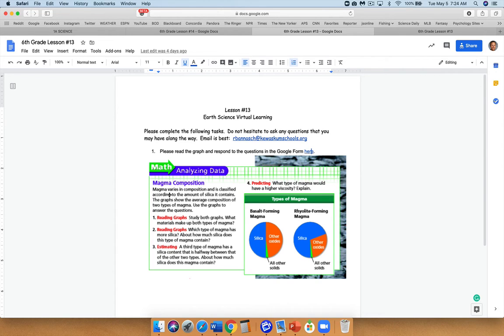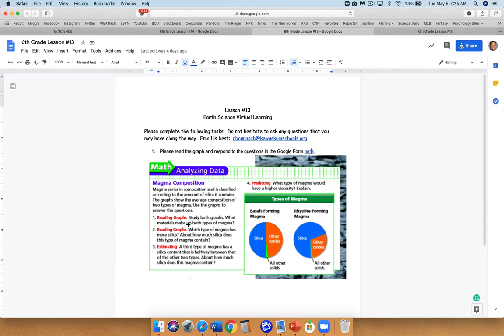All right, so magma varies in composition and is classified according to the amount of silica it contains. The graph shows the average composition of the two types of magma. Use the graph to answer the questions. Remember that the magma is the stuff that's inside of the earth, the molten material. And there's going to be two that we're looking at. The first one's called basalt forming magma, and the other one is called rhyolite forming magma. All right, so study both graphs.